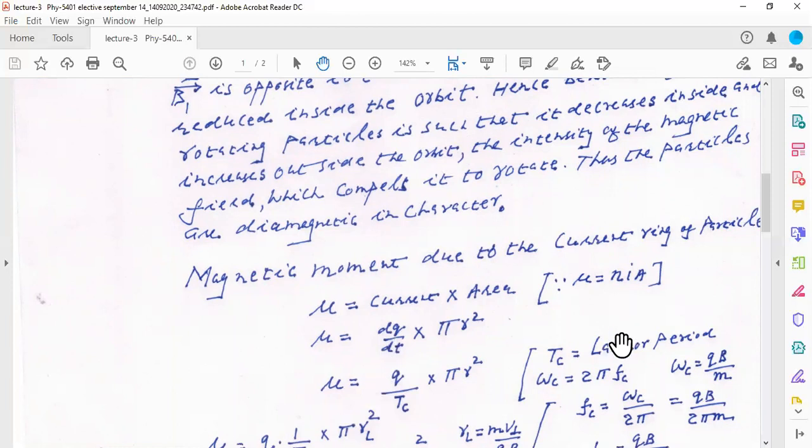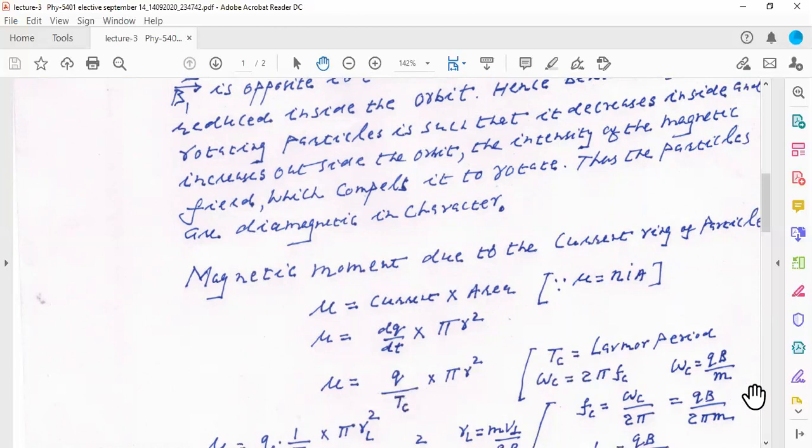The Larmor period is the time which is required to complete one revolution, right? You have a Larmor time, you have a Larmor radius also. You have a circular orbit, and you require time to complete one complete rotation. So the time required to complete one rotation is the Larmor period. So the Larmor period you can define as Tc. So I'm writing here Tc.